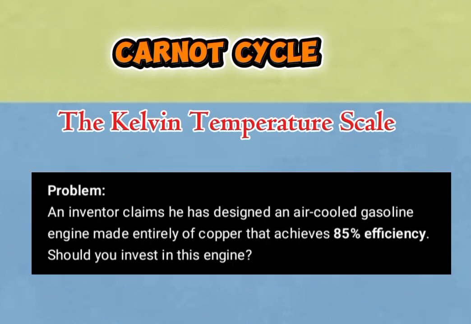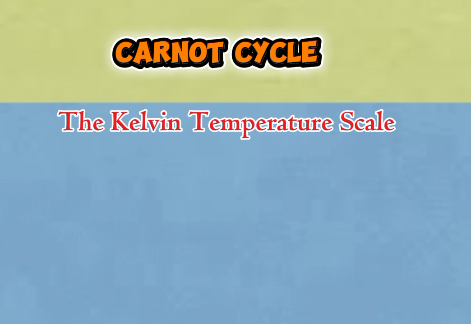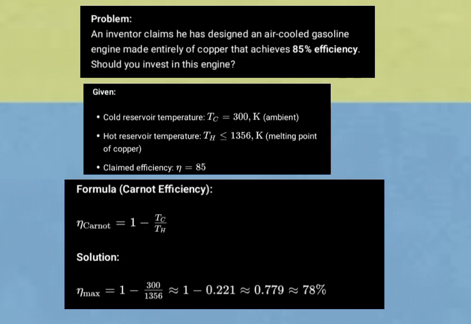Here's an example problem. An inventor claims he has designed an air-cooled gasoline engine made entirely of copper that achieves 85% efficiency. Should you invest in this engine? So here the efficiency can be no better than that of a Carnot engine running between the same two temperature limits. And Carnot efficiency equals 1 minus T_C over T_H.